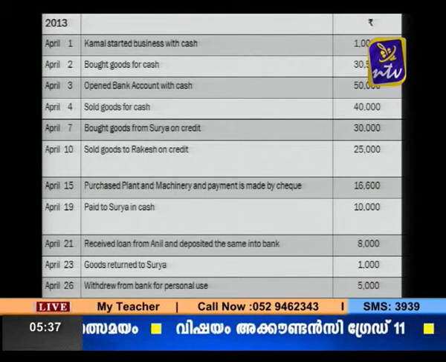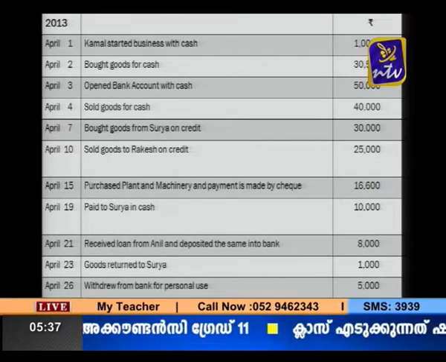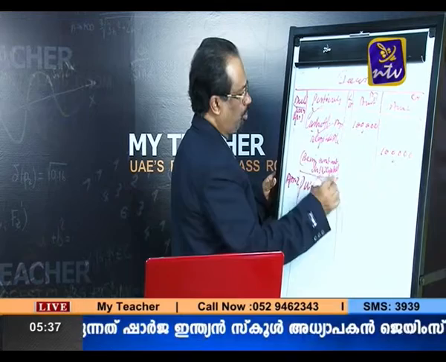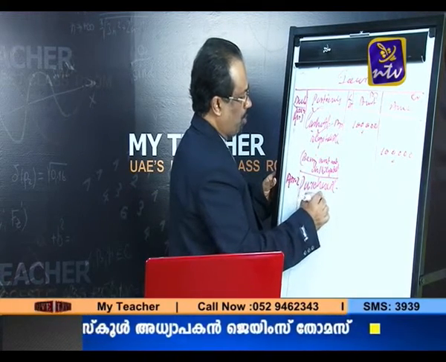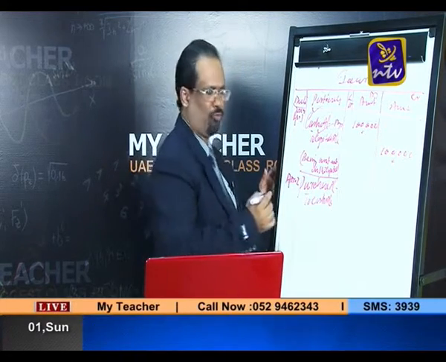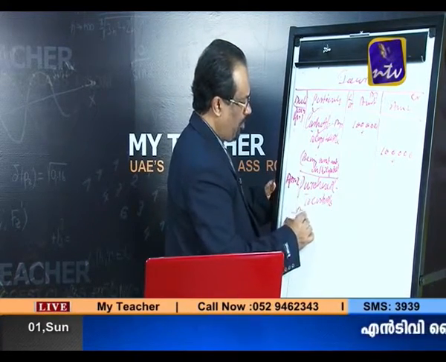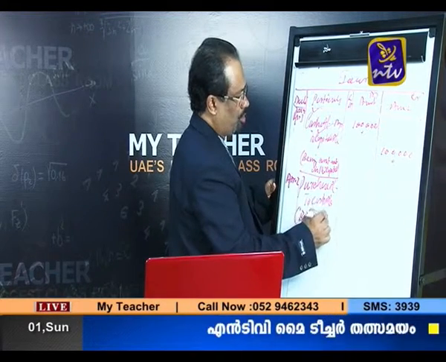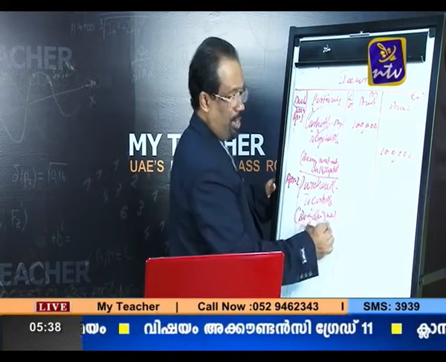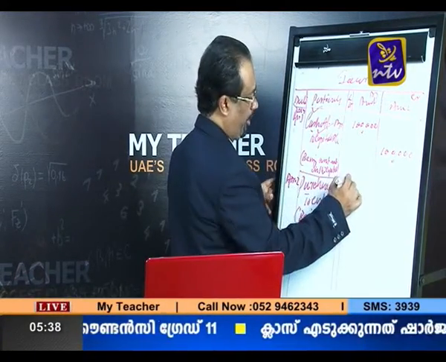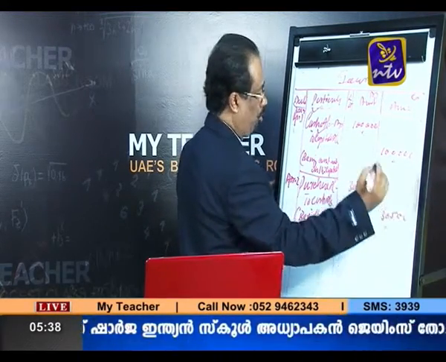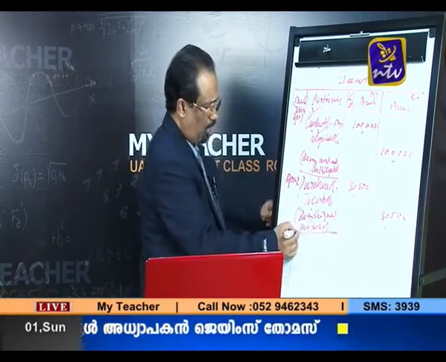So what is the entry? The entry will be purchase account debtor to cash account. The narration is: being the goods purchased for cash. The narration starts with the keyword "being." The amount is 30,500. In the debit column you write the amount, and also in the credit column you write the amount.